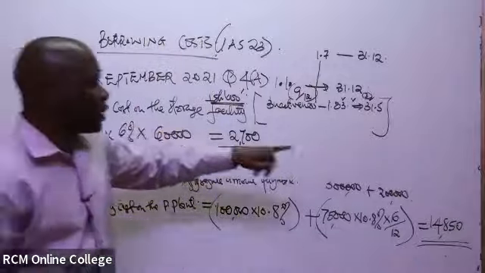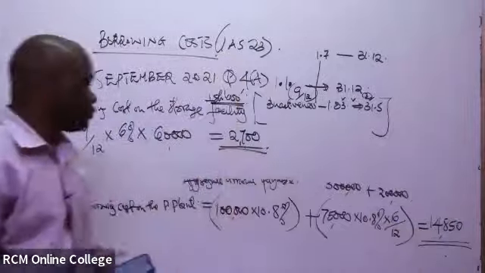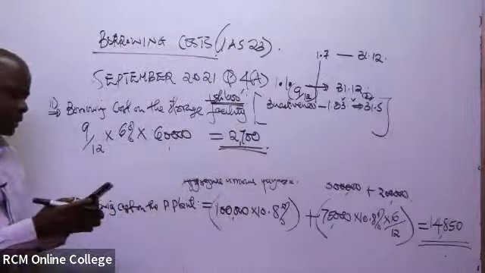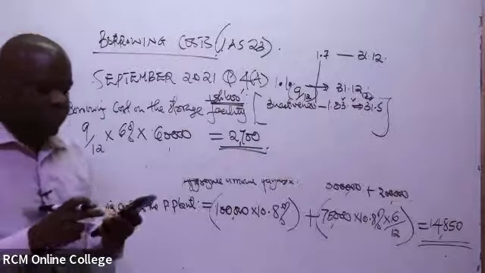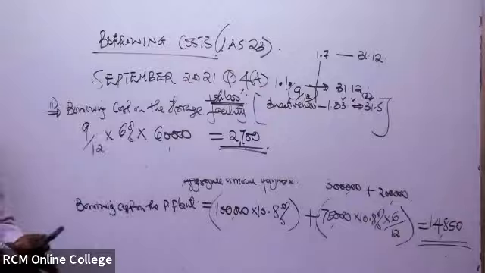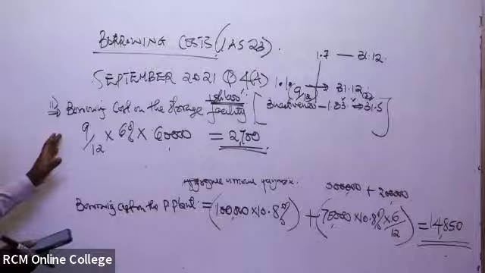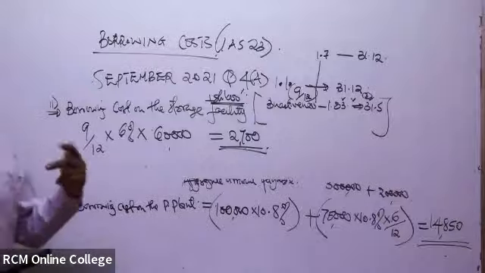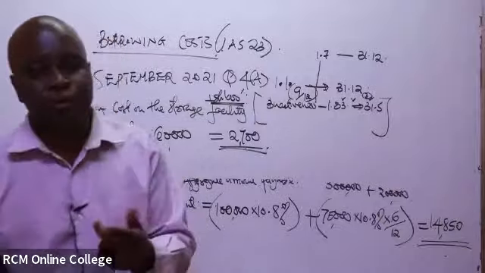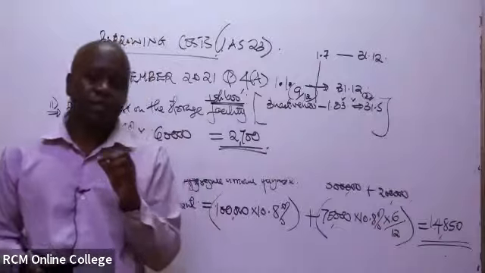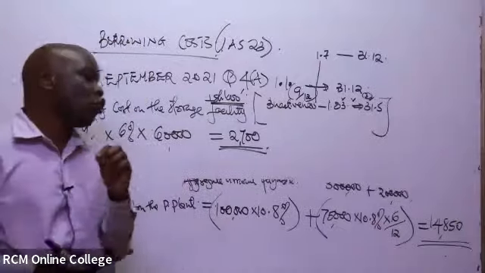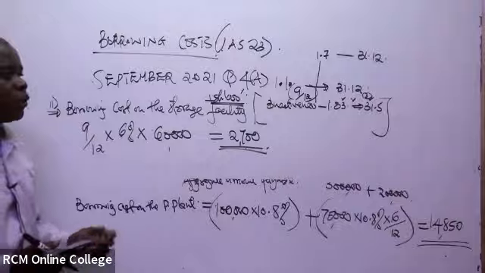And of course, this is the borrowing cost to be capitalized for the plant, the plant that was being constructed. So that is basically how you determine the borrowing cost whenever an asset has been financed by 2 loans: you have to determine the capitalization rate that you use to compute the borrowing cost.